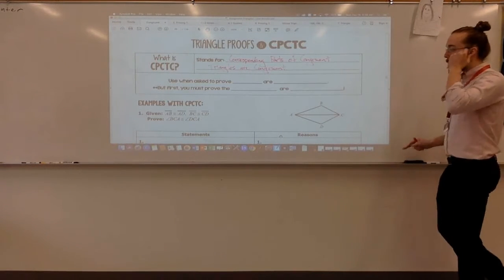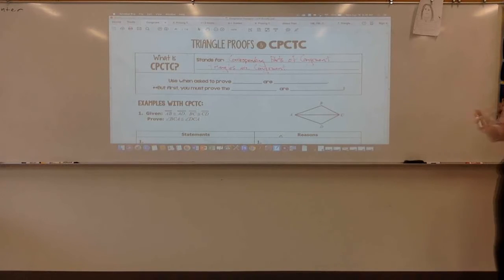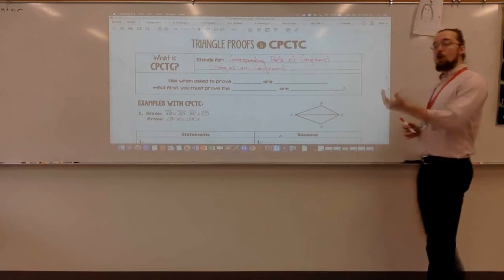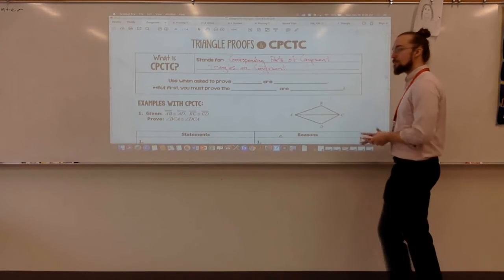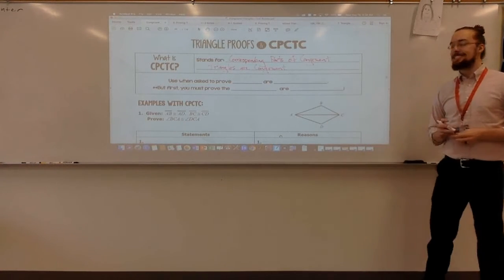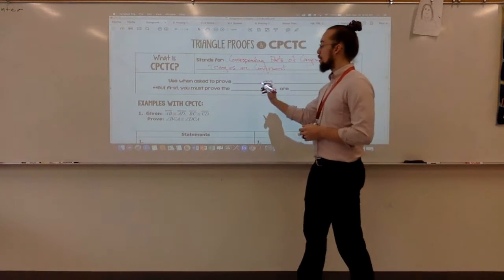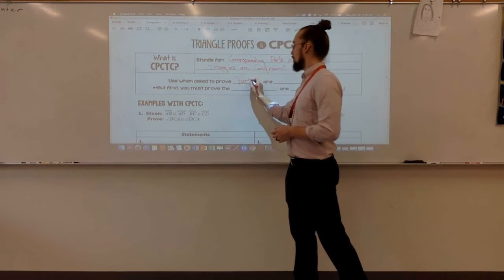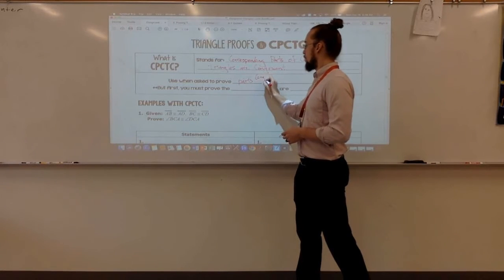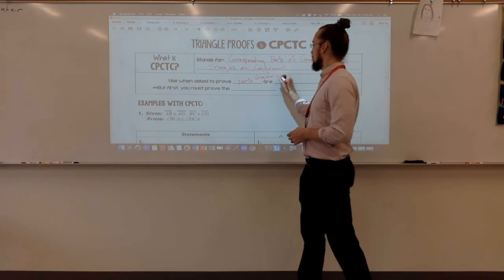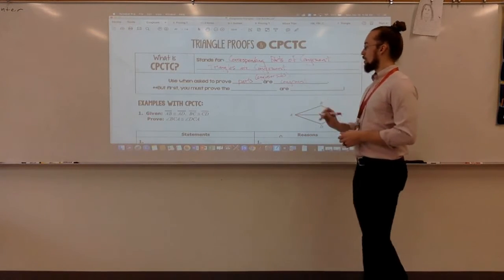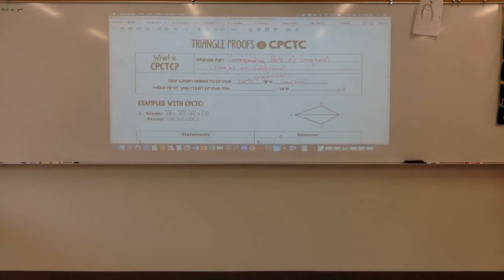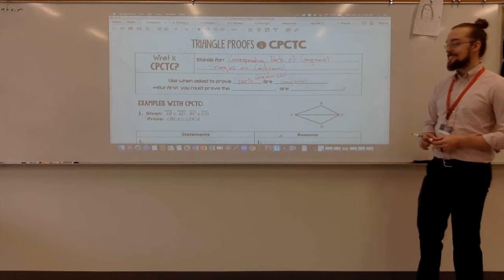Okay, so what that means is that if I know two triangles are congruent, I know all three pairs of angles are congruent and all three pairs of sides. Right? So we're going to use CPCTC when we're asked to prove that parts, meaning angles or sides, are congruent. So if I'm asked to prove that a pair of sides or a pair of angles in two triangles are congruent, then I'm going to use this CPCTC idea.